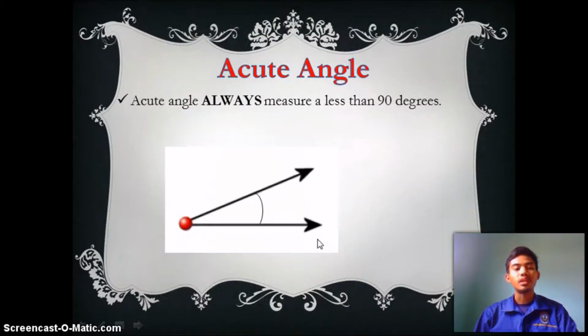Next is acute angle. Acute angle always measures less than 90 degrees. This ray and the second ray here are less than 90 degrees.